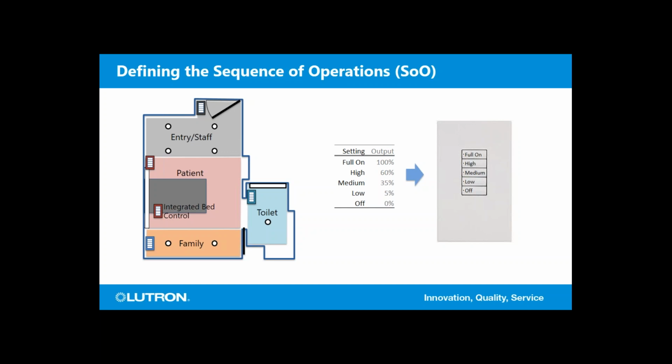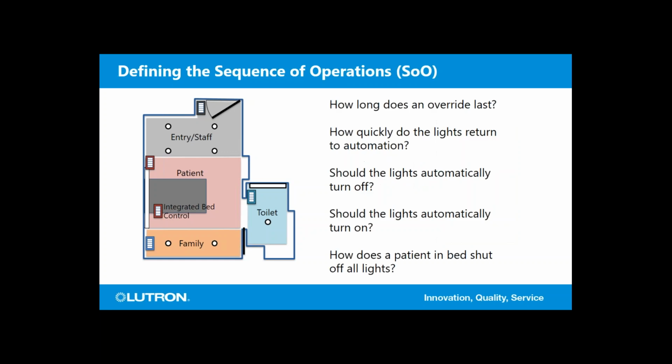And then there's a restroom, right, for them to be able to turn on the lights in that area, so there's a down light and a linear as well. So there's a linear above the patient bed, there's a linear in the bathroom, and then the rest are down lights that you see there. So it seems very simple, right? We define the sequence of operations as, here's what the keypads do. The keypads go to full on, high, medium, low, and off. But there's a lot more to it than that to be able to get this right.